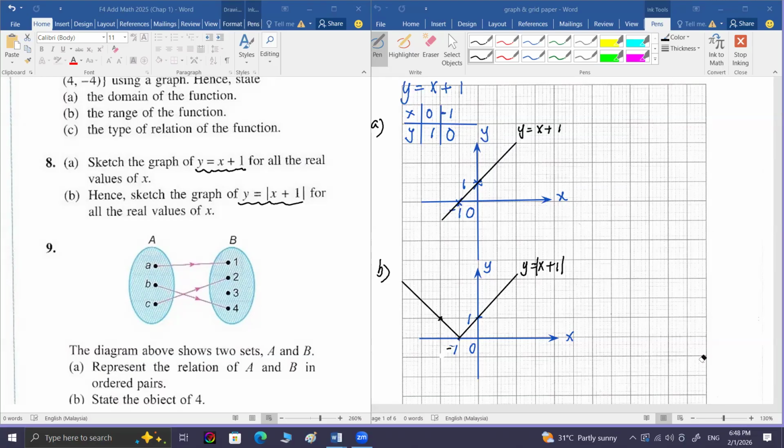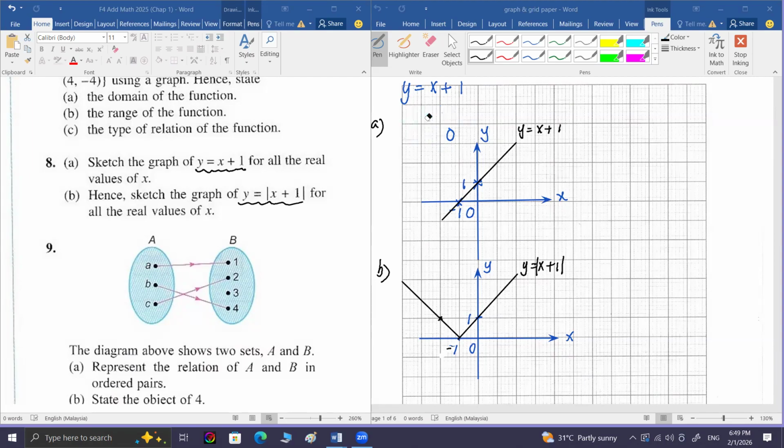Use ruler to draw, yeah? Sorry, again? Wait. Before number 9, I want to show you something first. Okay? So have you done? Okay. Any of you still doing, class, for you that join online?